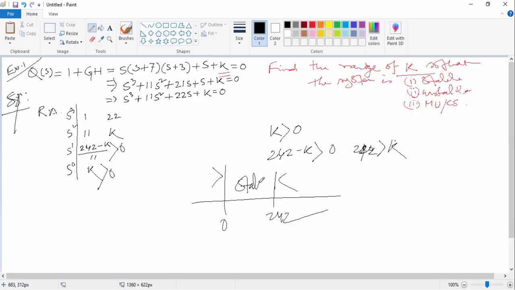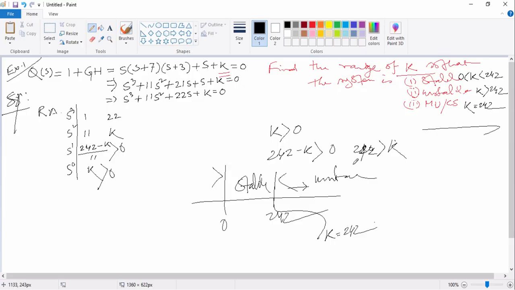Here is the stable range, and above this is unstable. And in the middle, K equal to 242 is the critically stable case. So you can just write it down. K between 0 and 242 is stable. Unstable case is K more than 242, and K equal to 242 is critical. That's the answer, and then this graph, you have done the job. Very simple problem. You can easily solve it.